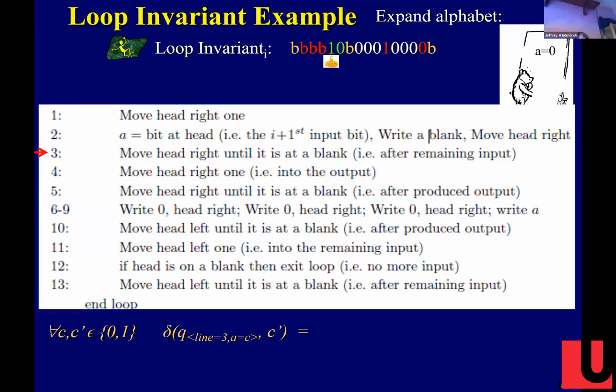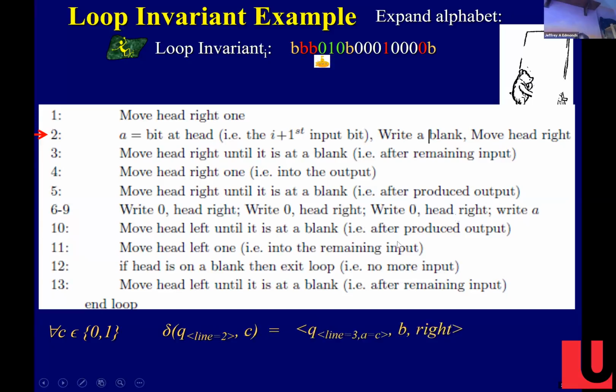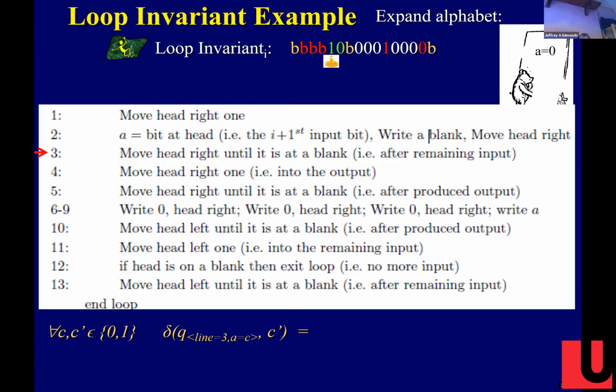So I was in the state line 2, I moved to the state line 3, A equals 0. So now I think, oh, I'm in state line 3, A equals C. C is either 0 or 1. And now I'm going to read a new value. Here's the new value that I'm reading. What is the new value? Well, I'm hoping it's a 0 or a 1. I have to worry about blank, but right now it's a 0 or 1.